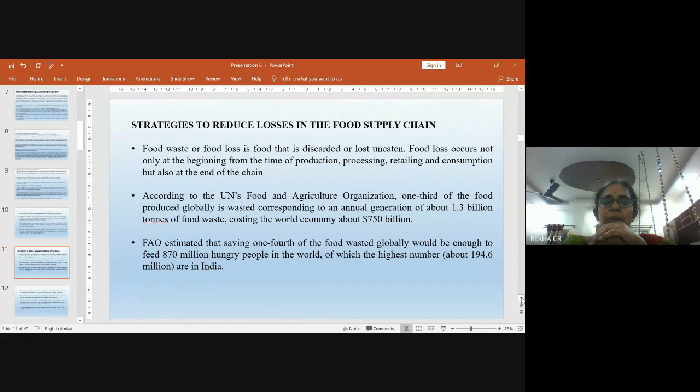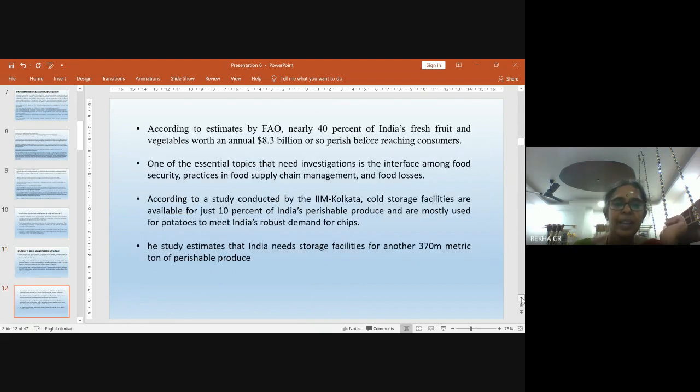So strategies to reduce losses in the food supply chain. See, according to the United Nations Food and Agriculture Organization, one third of the food produced globally is wasted, corresponding to the annual generation of about 1.3 billion tons of food waste, which costs the world economy about $750 billion. Saving one fourth of the food wasted globally would be enough to feed 870 million hungry people in the world, of which the highest number are in India.